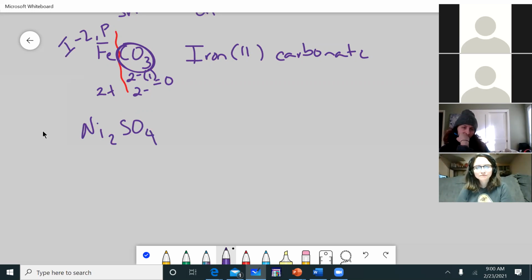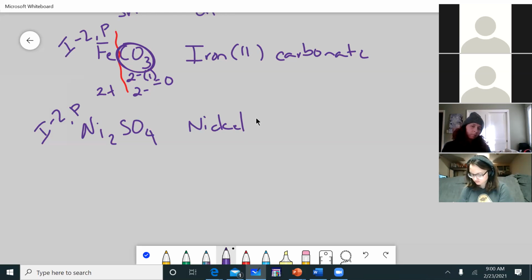So when looking at this, it's ionic. Nickel is unpredictable, so it's a type 2. And this clump mess over here is a polyatomic ion. So when naming it, I'm going to name the metal first, nickel. That has an unpredictable charge, so I'm going to put a Roman numeral at some point. And then this thing at the end, SO4, that's a polyatomic ion called sulfate.